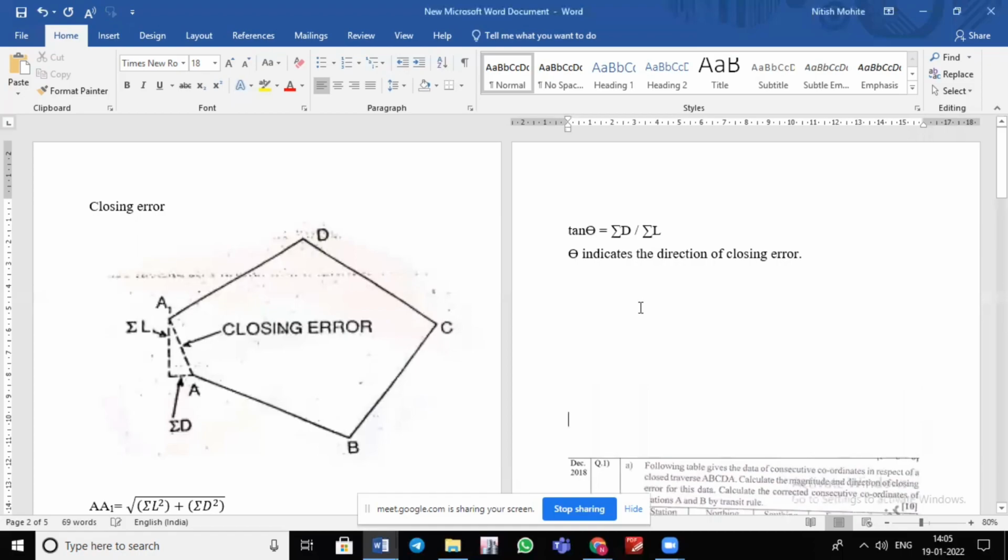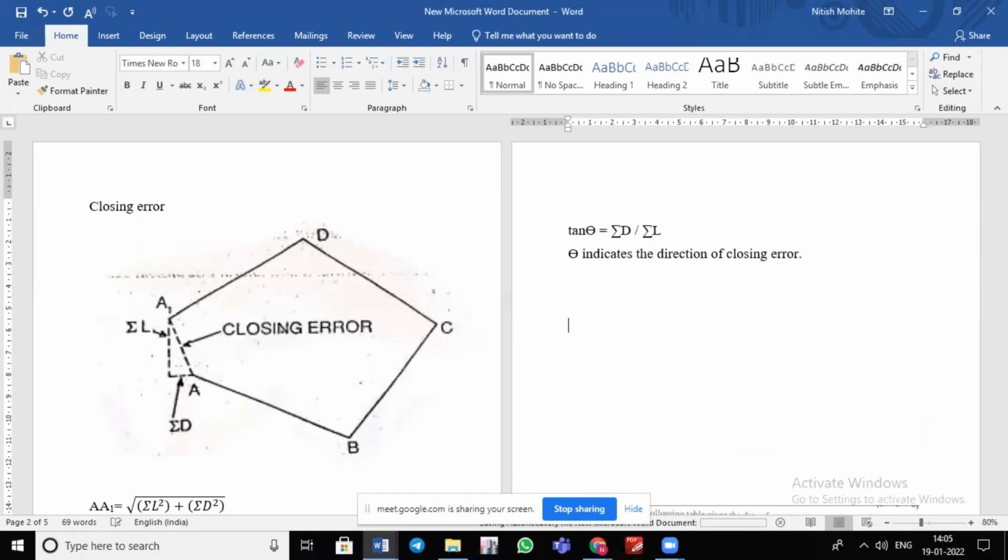Now, there are certain formulas in order to do the balancing of the traverse. So before going to the problems, write down the heading: balancing of traverse.